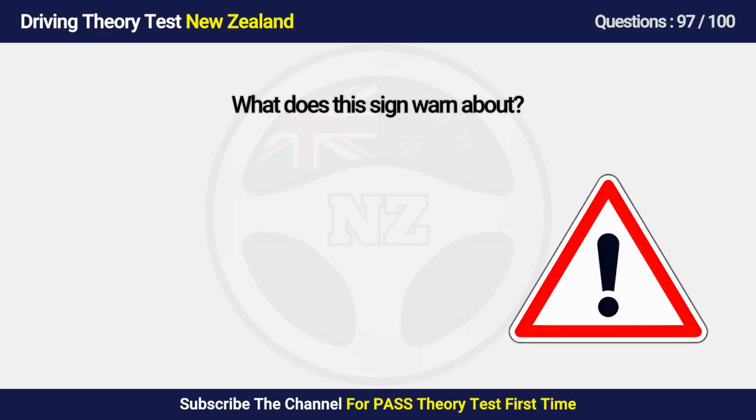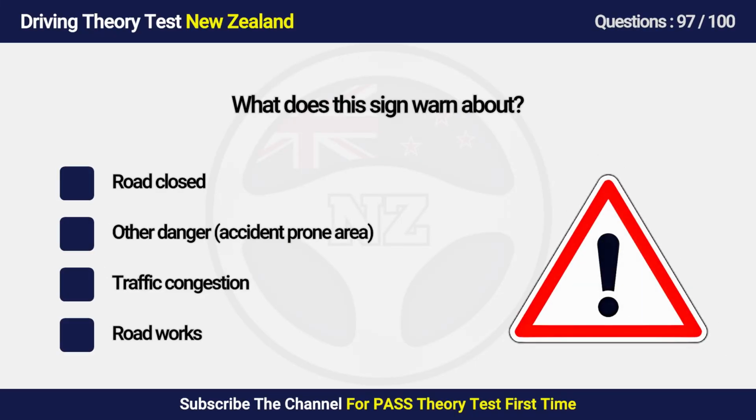Question 97. What does this sign warn about? A. Road closed. B. Other danger, accident-prone area. C. Traffic congestion. D. Road works.